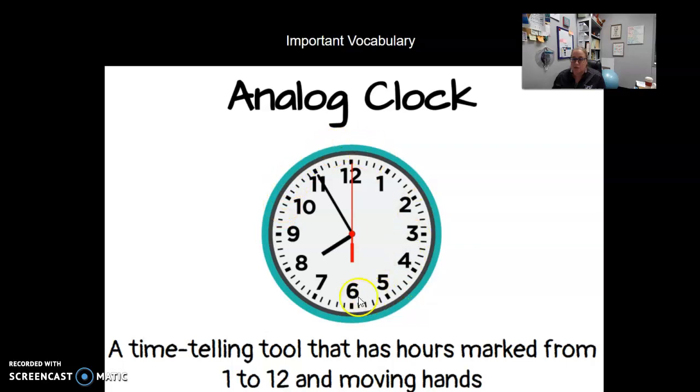And it is a circular clock that looks like this. Remember that the hour hand is the shorter hand. The minute hand is the longer hand. Each one of these big numbers, if you're talking about minutes, you would count by 5s. And each one of these little bitty tick marks in between are when you count by 1s.